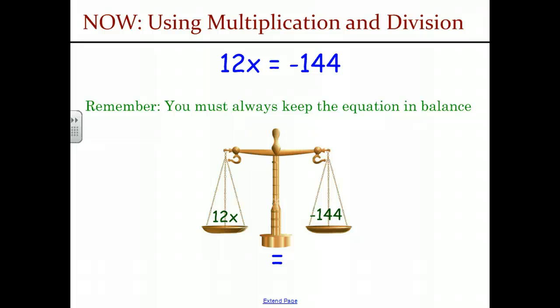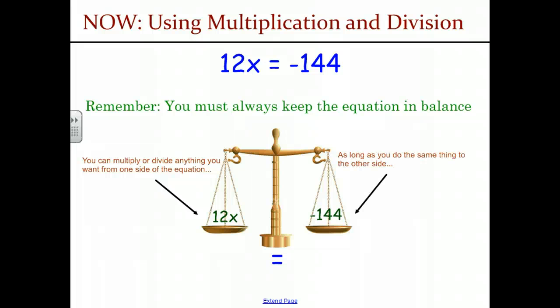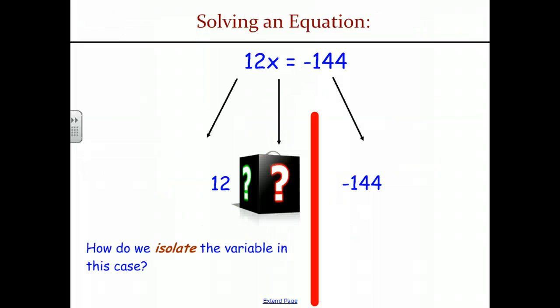Now we're going to start back the same place we did before. Remember, you must always keep this equation in balance. So that means whatever we do to one side of the equation in terms of multiplying or dividing, we must do to the other side. And we can really multiply or divide by anything that we want as long as we do the same thing to the other side. So, splitting it up like we did before, our variable is going to become a mystery box. We don't know what it is yet, but it is something, and we have 12 of them. All told, 12 of this number gives me negative 144.